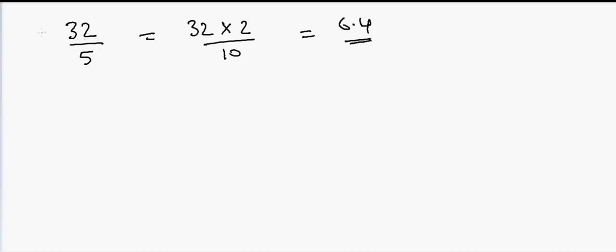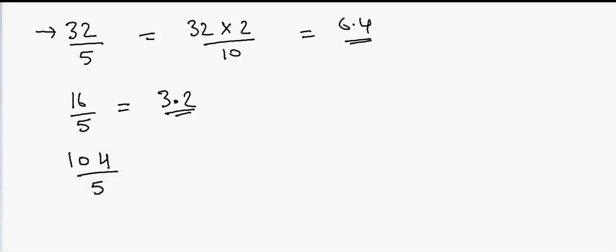So all you have to do is take the double of the numerator and then put a decimal there. Another example, suppose I have 16, I want to divide by 5. The answer is 2 times 16 is 32 and then put a decimal here. That's your answer. Again, if I have 104 to divide by 5, what would be the answer? 2 times 104 is 208, then a decimal here.